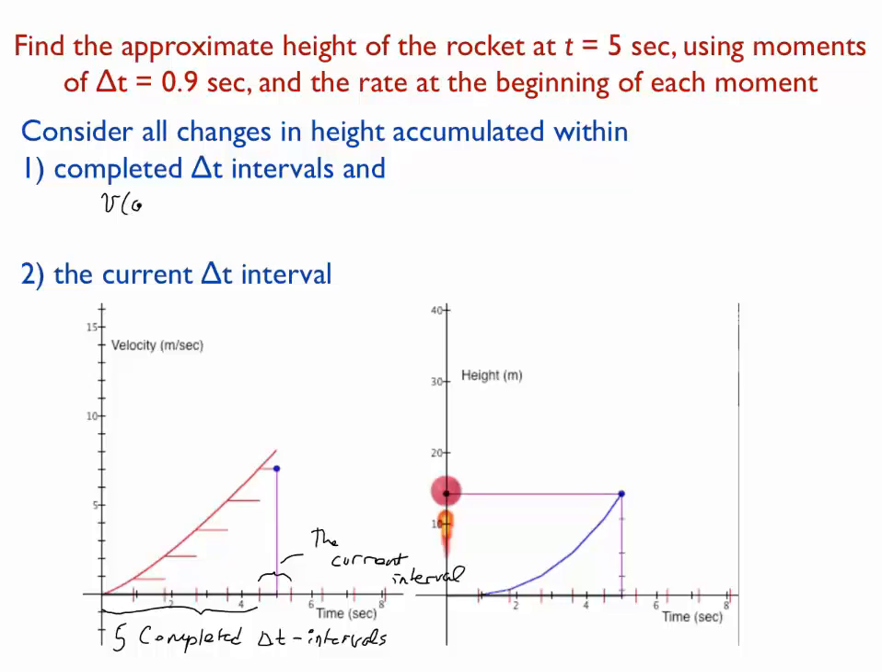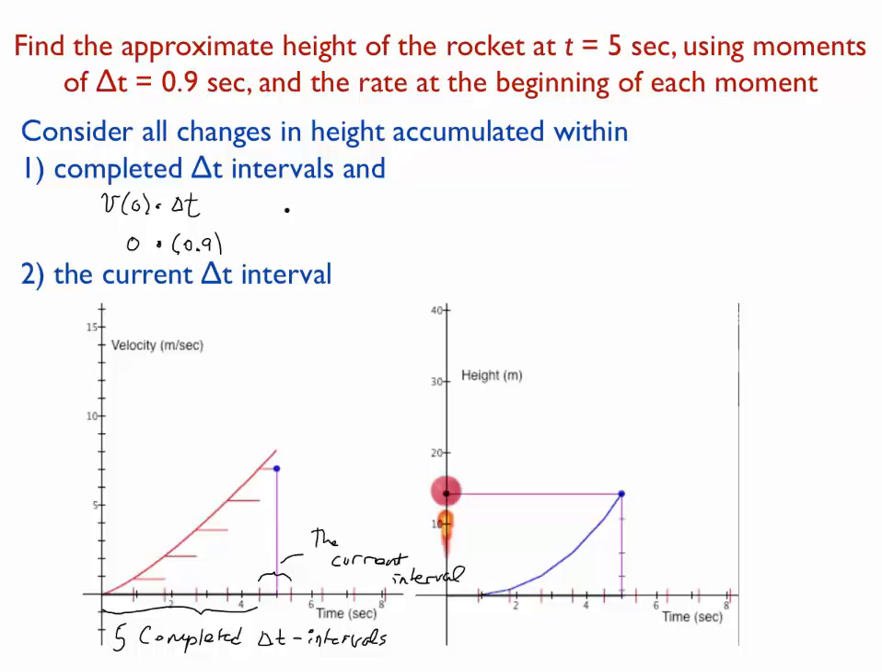V of 0, m times the total change in time, which is 0.9, or what we're calling delta t. So that's going to be 0 times 0.9. So that's for that completed first interval. The change in height is going to be m times the change in time, and our m comes from the velocity at the left side, v of 0 times delta t.